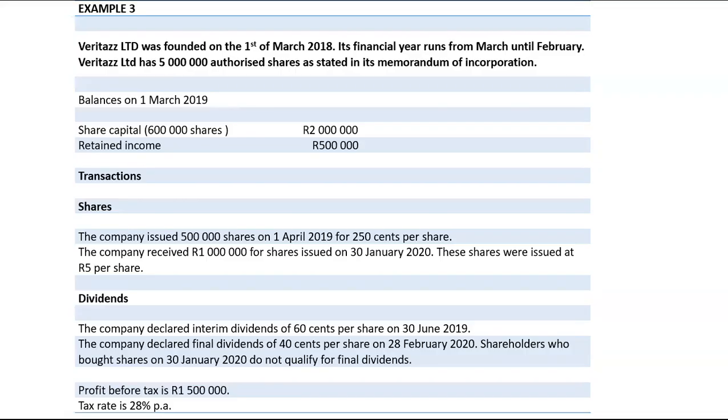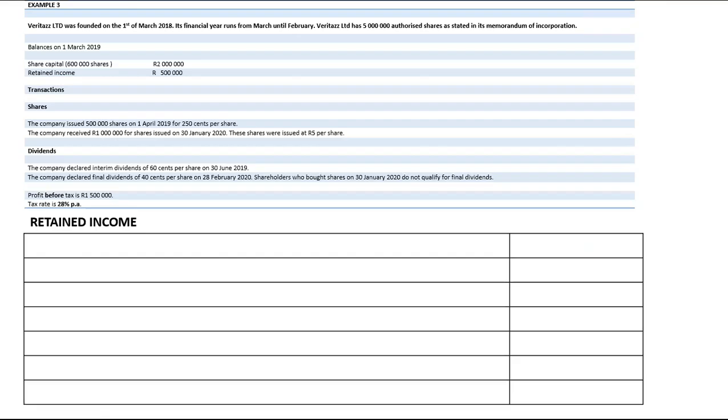Now, under dividends, it says the company declared interim dividends of 60 cents per share on the 30th of June 2019. When it comes to the declaration of dividends, please note that dividends will be recorded in your retained income. And in my retained income, I am going to start with the balance at the beginning of the year, which was 500,000.